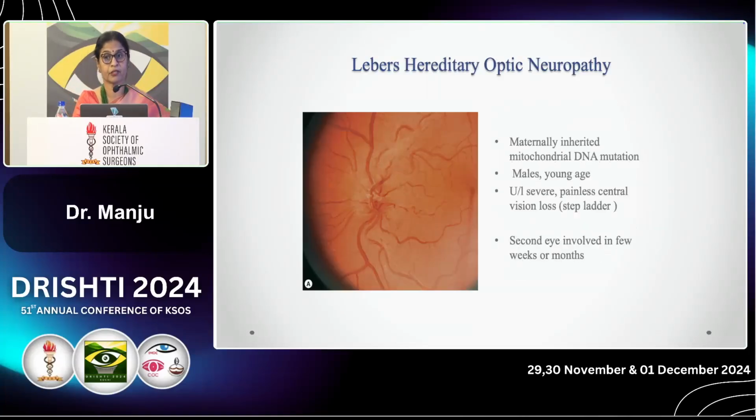Leber's hereditary optic neuropathy is usually seen in males of the younger age group between 15 and 35, who complain of unilateral severe painless central visual loss that occurs in a stepladder pattern. You can see the disc is hyperemic and mildly edematous, with edema spreading to the surrounding retina. Sometimes you can see telangiectatic vessels in the peripapillary region. It mimics an optic neuritis, but here the family history is very important. It's maternally inherited. The second eye is also involved in the next few weeks. The prognosis is not good.